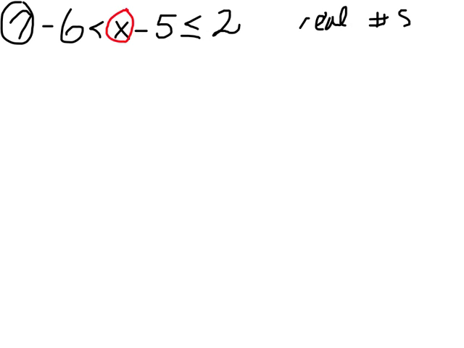Notice that the domain is all real numbers. That means that anything we get, as long as it's not some imaginary number, square root of a negative number, or some fraction that's undefined, we're going to count it as an answer. When we get done, we're going to graph it on a number line.